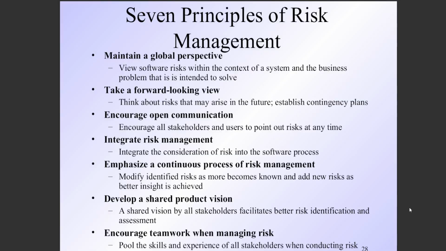So there are seven principles for risk management. First is to maintain a global perspective: view software risk within the context of the system and the business problem that is intended to be solved. So you should have a global perspective, like turnover. Turnover is not related to the software industry. It might be in the medical or the financial domain, or there are lots of industries. So risk is not limited to a particular domain, a particular section of society, a particular vertical, but it may expand to n number of verticals. Take a forward-looking view.